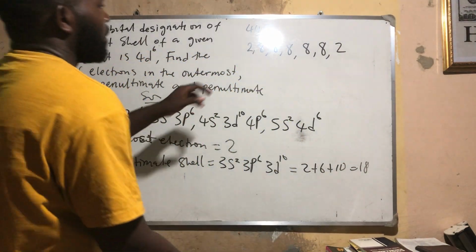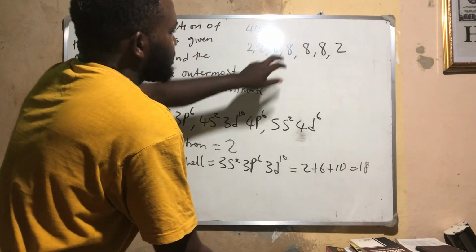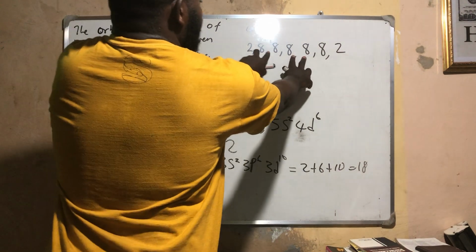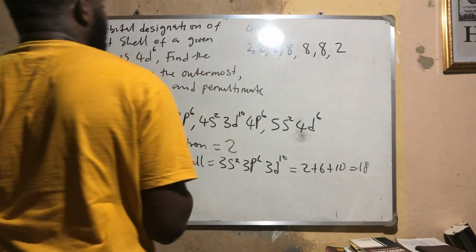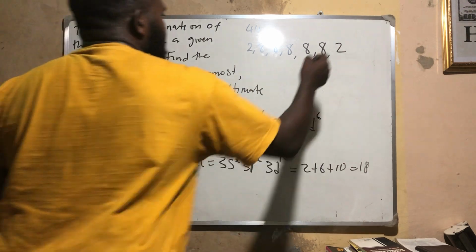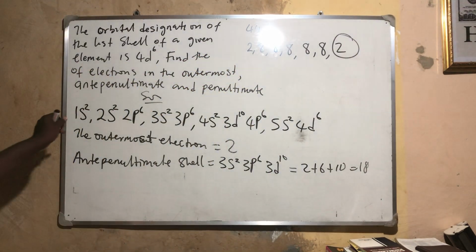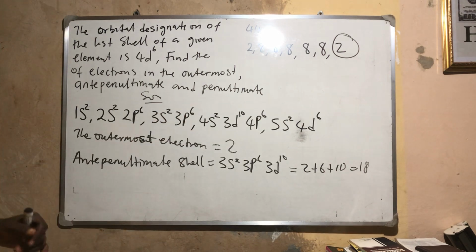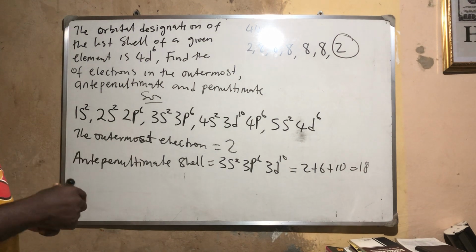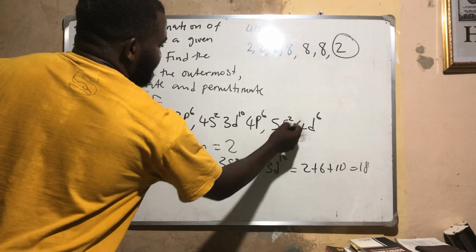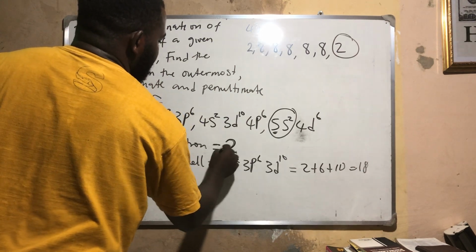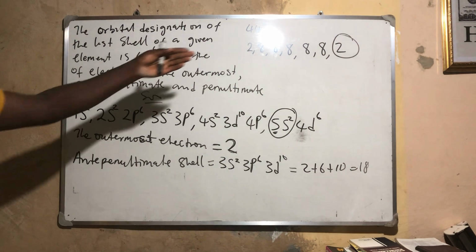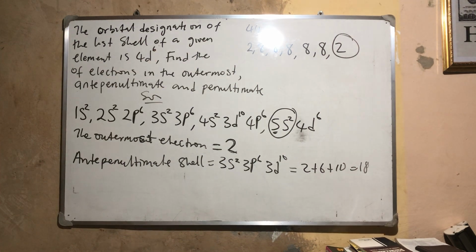So watch that now. We have 8 plus 8 is 16, 16 plus 16 is 32, 32 plus 8 is 40, 40 plus 4 is 44. You now see that it corresponds. So the outermost shell is what? 2 electrons. From your electronic configuration, the outermost shell is gotten from the orbital with the highest principal quantum number. The highest principal quantum number is 5, and it is 5s, which has 2. So we have 2 in the outermost shell. You can get it from here, or you can get it from the KLMN shell.